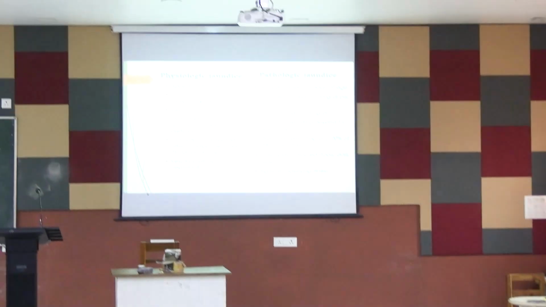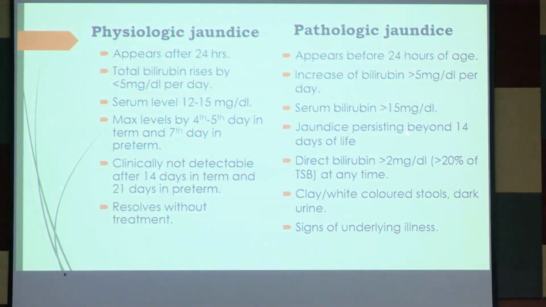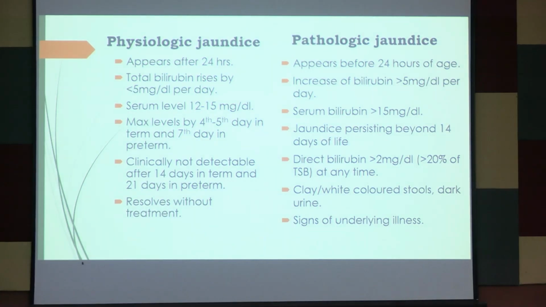And pathological jaundice persists beyond 14 days of life. Normally physiological jaundice persists in term babies up to 14 days, and in preterm babies, it may persist up to 21 days. Okay. So, clinically not detectable after 14 days in term and 21 days in preterm, and resolves without treatment. Okay. Treatment is not needed.